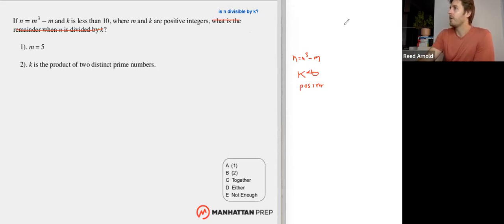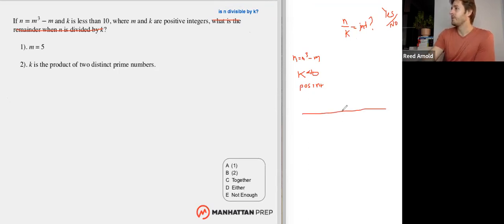So I want to know, is n divisible by k? Is n divided by k an integer? That's a yes/no question. That's a little bit different. The last question we were asked was, what is the value? If a question asks for yes or no, that's a little bit of a different game, because I'm not looking for a number, I'm looking to answer yes or no to a question here.